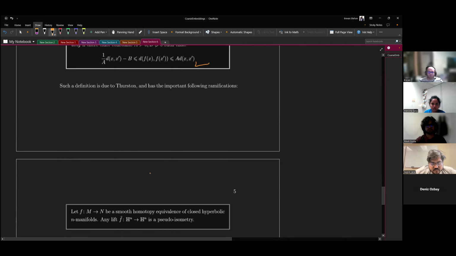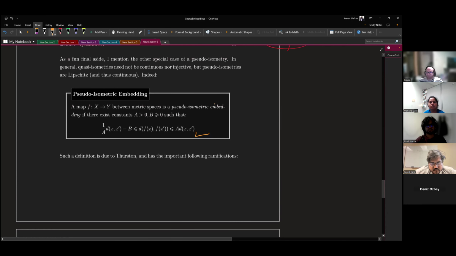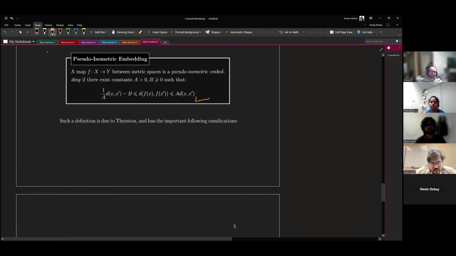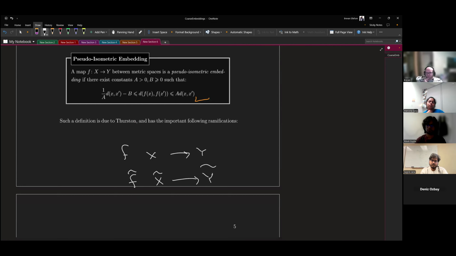I wanted to mention why I care about quasi-isometries and pseudo-isometries. The idea is, you'll recall that if you have any map F going between spaces X and Y, satisfying a really weak condition on the fundamental groups, we can lift that to a map between the universal covers of the spaces. The lift will be continuous. That's about all we know. If you have a continuous map down below, you can lift it to a continuous map above.